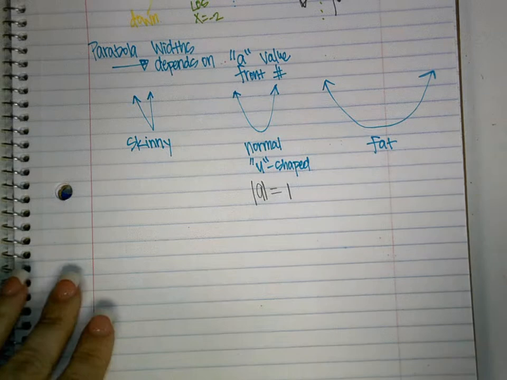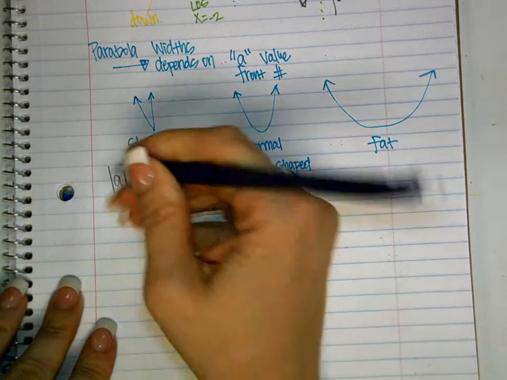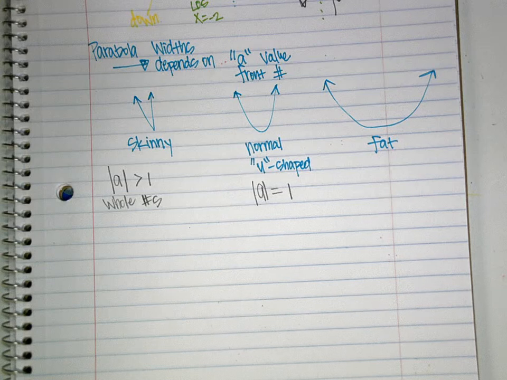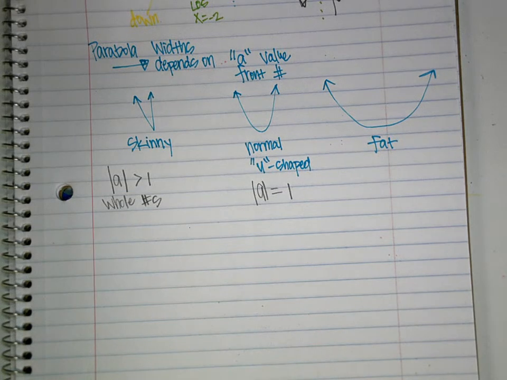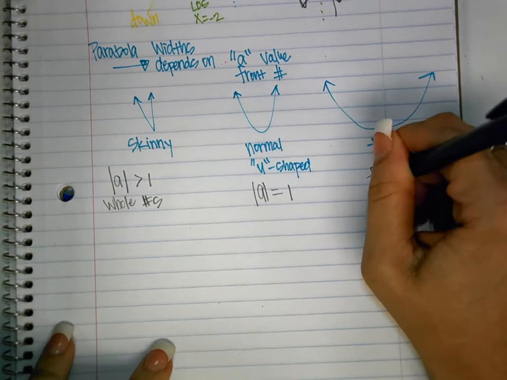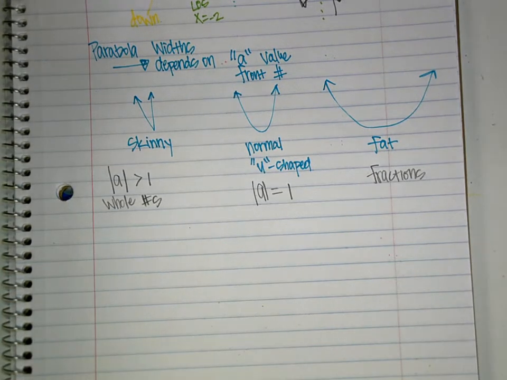A skinny parabola has an absolute value of A greater than 1. So what that basically means is whole numbers. Doesn't matter if it's positive or negative, so I could have a 2, I could have a -4. Any whole number is skinny. So all that's left now is fractions. Fractions are fat, no matter if they're positive or negative. So if the number in front is a fraction, it's fat. If it's a 1, it's normal. And if it's a whole number, it's skinny.